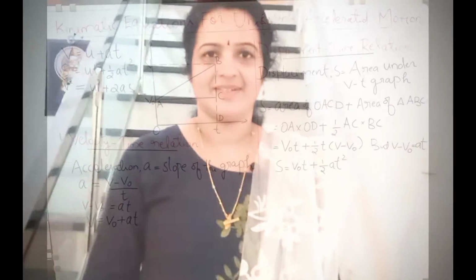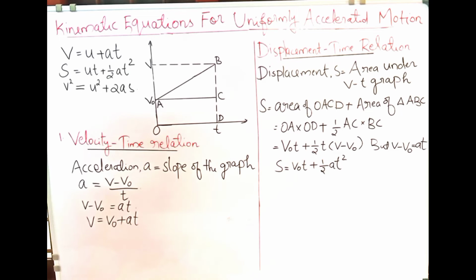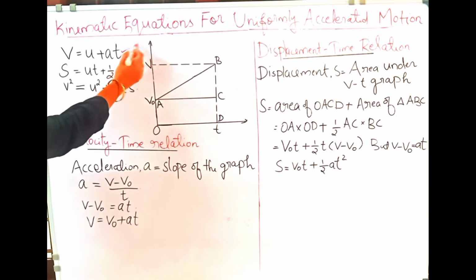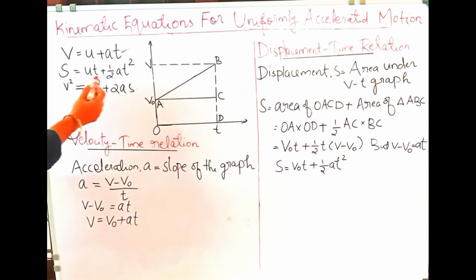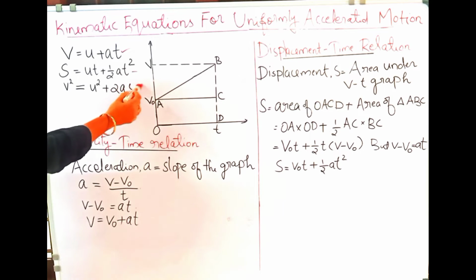Hi friends, today we are going to discuss a very important derivation from the chapter Motion in a Straight Line. We can discuss the kinematic equations for uniformly accelerated motion. We have already studied the three equations of motion, right? What are the three equations of motion? Yes, that is V = U + AT, S = UT + ½AT², and V² = U² + 2AS.